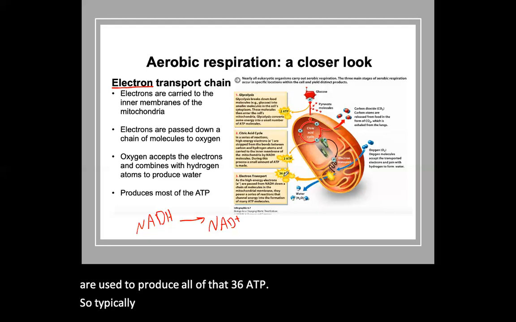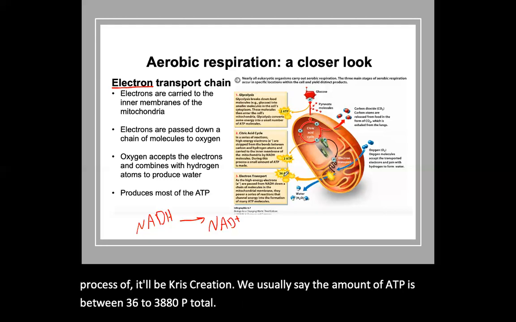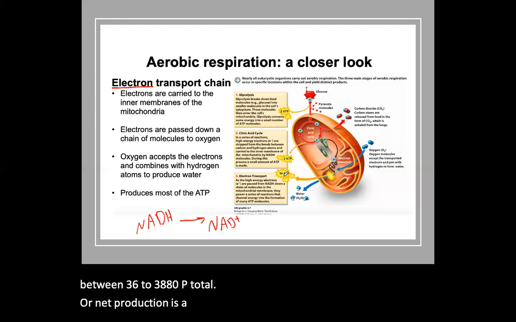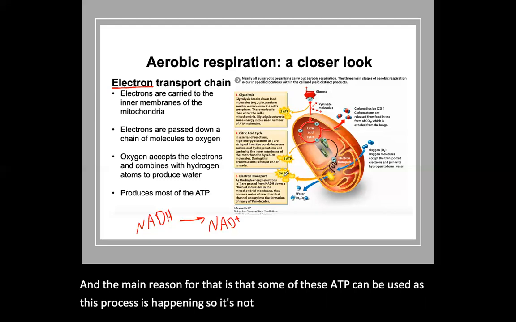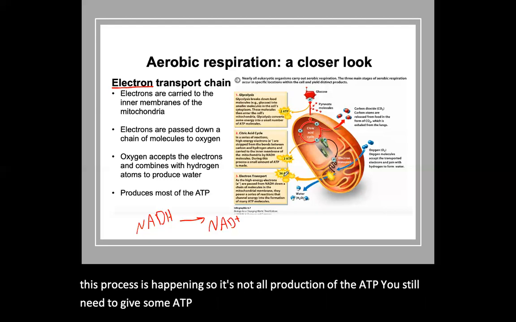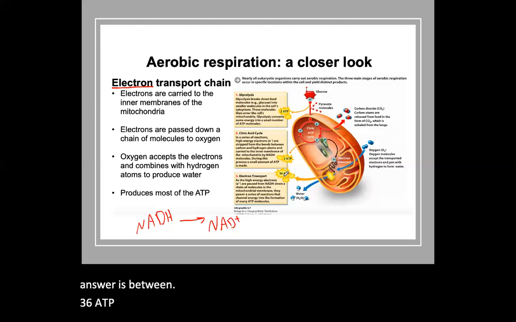So typically when we're talking about ATP production throughout the process of aerobic respiration, we usually say the amount of ATP is between 36 to 38 ATP total, or net production is 36 to 38 ATPs. And the main reason for that is that some of these ATP can be used as this process is happening. So it's not all production of the ATP. You still need to give some ATP to allow this reaction to take place. So typically, if I ask you how much ATP can you get from one glucose molecule, the answer is between 36 ATP and 38 ATPs.